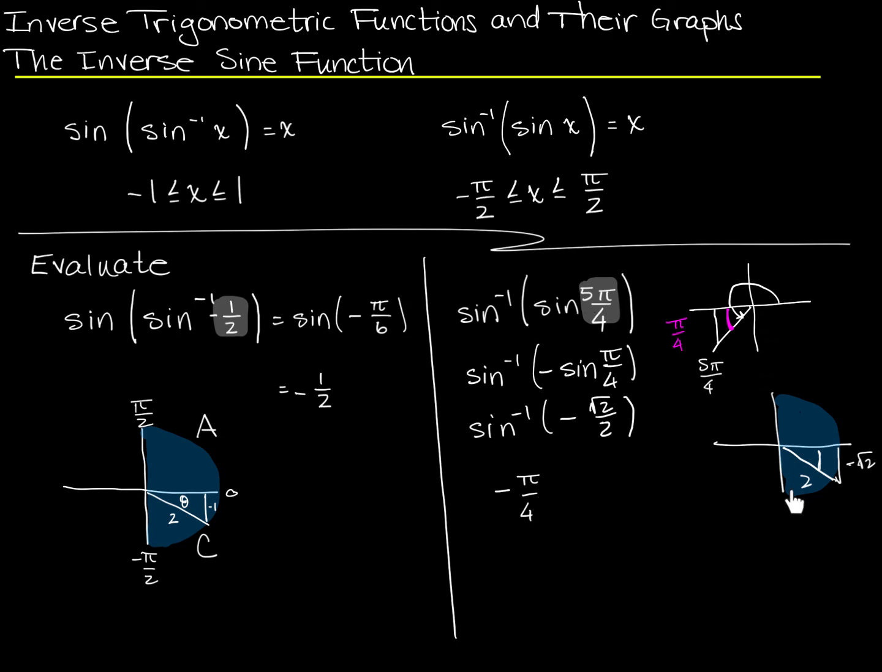We have to go through this process of checking what our domain is for the sine inverse, checking what quadrant this angle is in. In the case over here, we have to make sure that we're working in the right two quadrants for sine inverse first, and then taking the sine. You have to walk through that process.